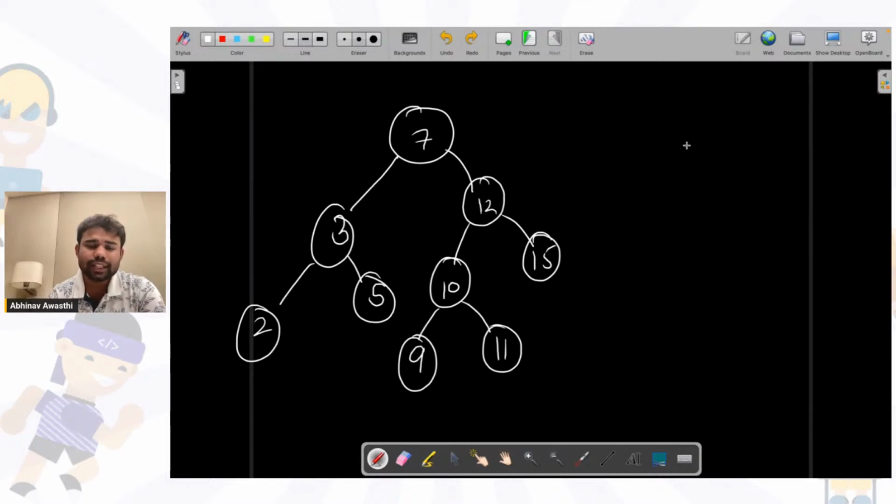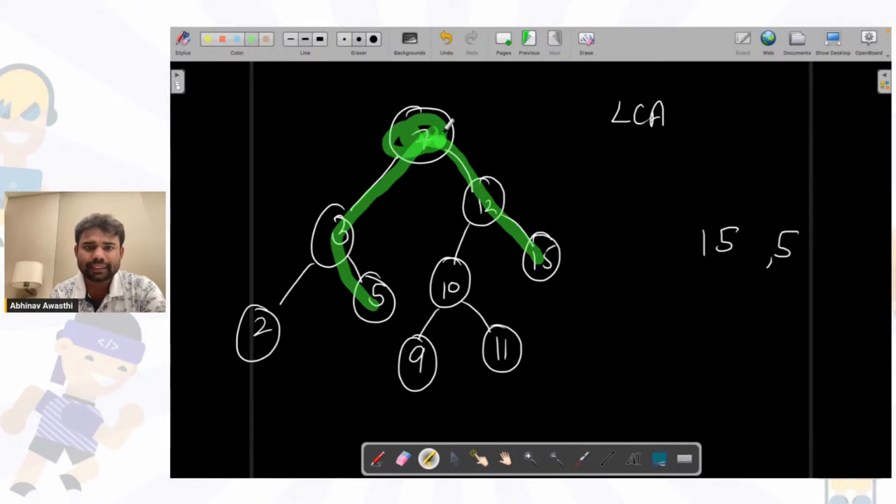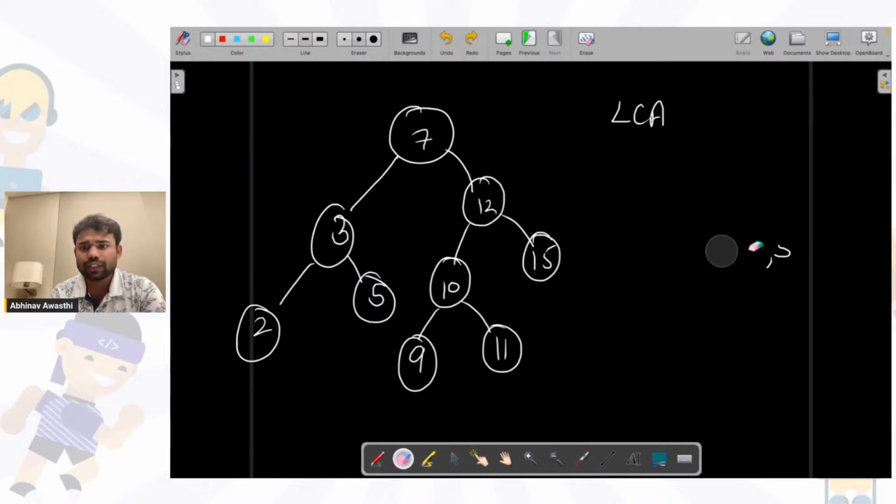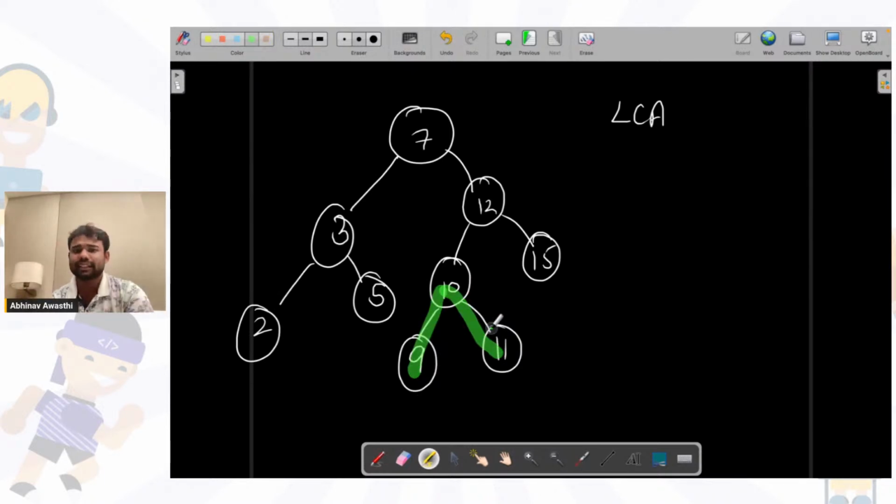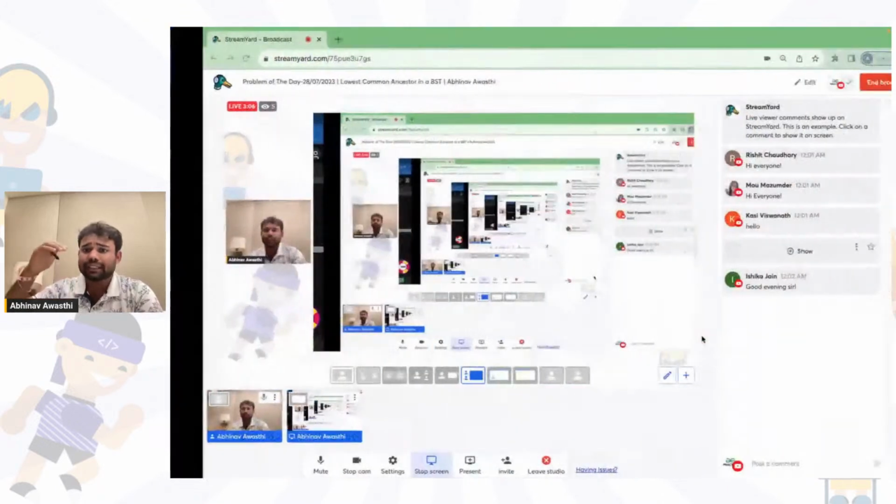Okay. So if I'm asking you, what is the LCA of, let's say, 15 and 5? You can see that 15 is starting from here and 5 is here. So they are meeting at 7. So for 15 and 5, the LCA is 7. Let's say I'm talking about 10 and 9. Okay. So you can see for 10 and 9, or let's say 11 and 9, it's 10, because when they are going up, they're meeting at 10. So basically, when you're going up.